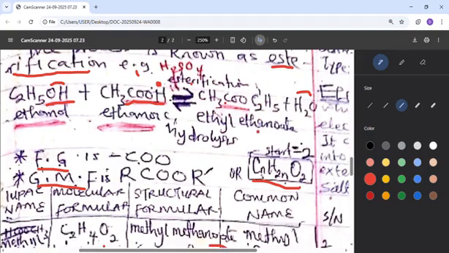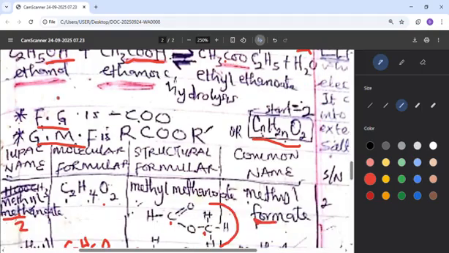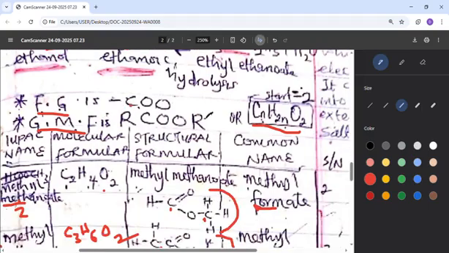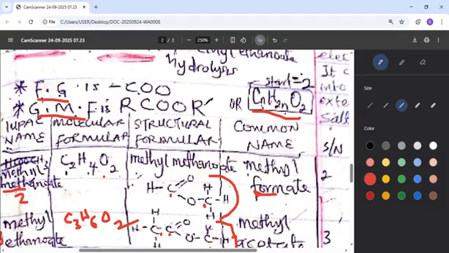CH3COOC2H5. And as I said, the forward reaction is esterification, so the backward will be hydrolysis. Meaning if we add this water to this ester, it gives us ethanoic acid and ethanol. Now the functional group of ester is COO, meaning anywhere you see ester, you see COO appearing there. While the general molecular formula is RCOOR, meaning that R will be on the left and right.